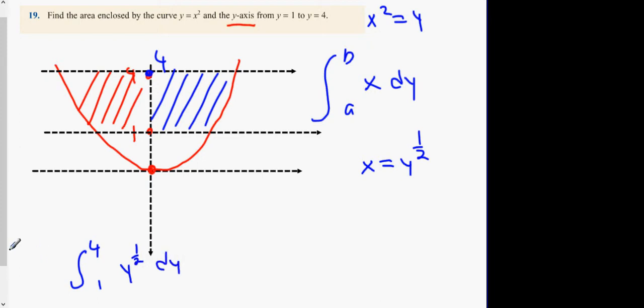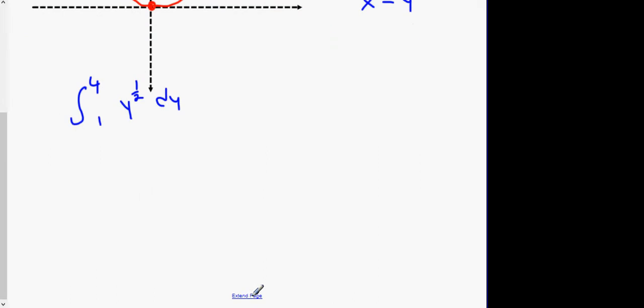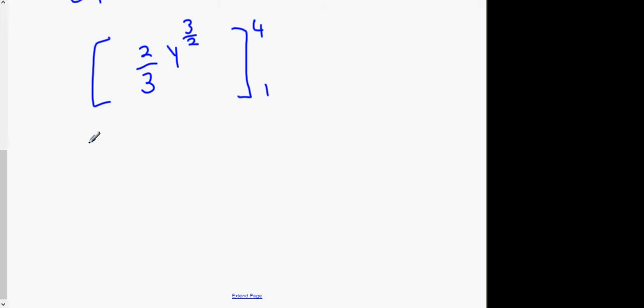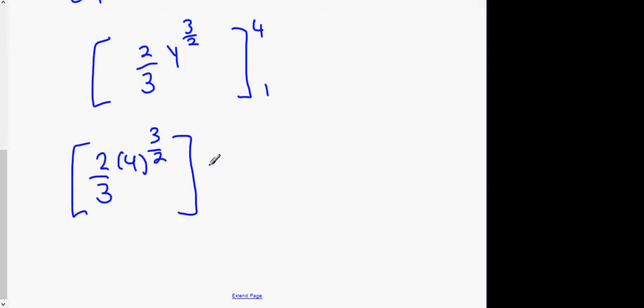Now, upon completion of this, what we're going to do is integrate. Remember the whole n plus 1 business. We're going to get y to the power of 3 over 2. I have a fraction, need to turn that upside down in front. 4 to 1. Somebody quick on the calculator would be brilliant. 2 over 3, 4 to the power of 3 over 2, minus 2 over 3, 1 to the power of 3 over 2.